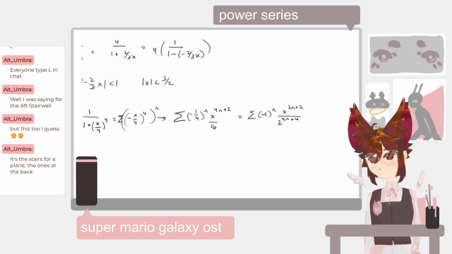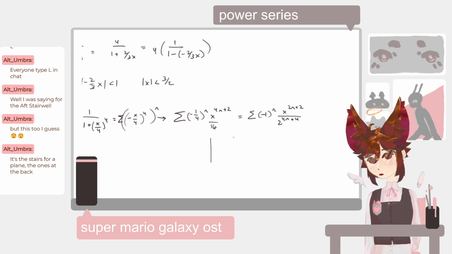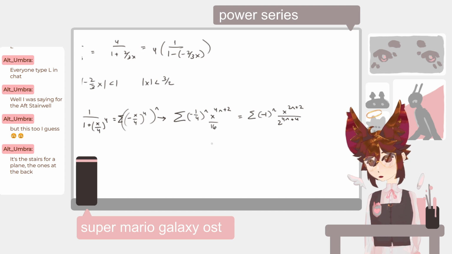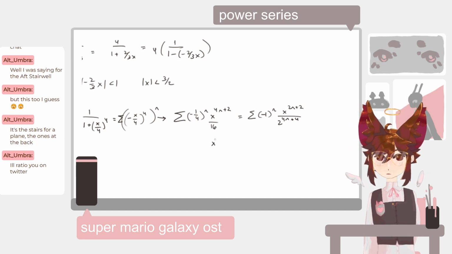Should we do it? Should we ratio test it? You know what? Why not? Okay, absolute value is going to get rid of the 1 anyway, so I'm just not going to write it. X to the 2n plus 2.